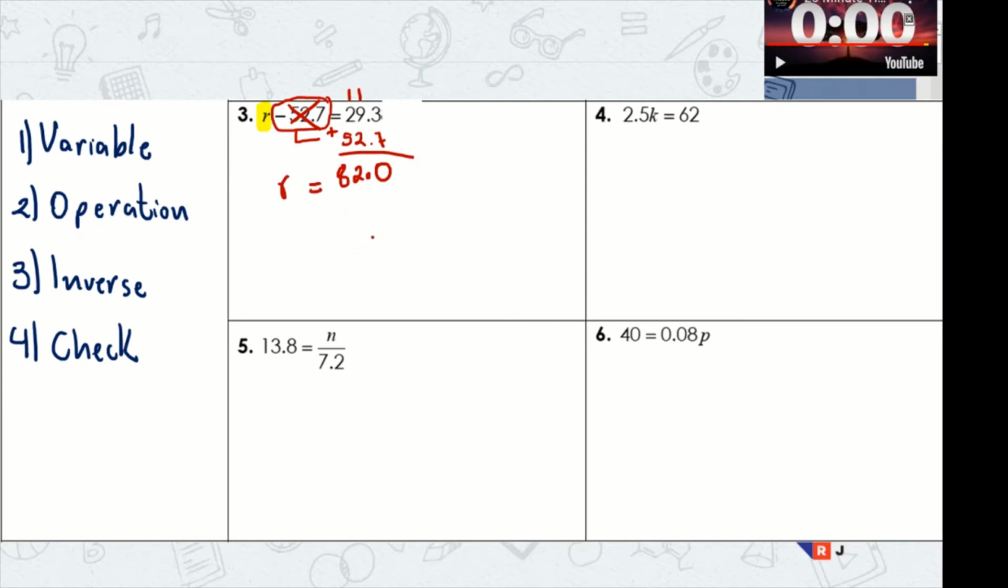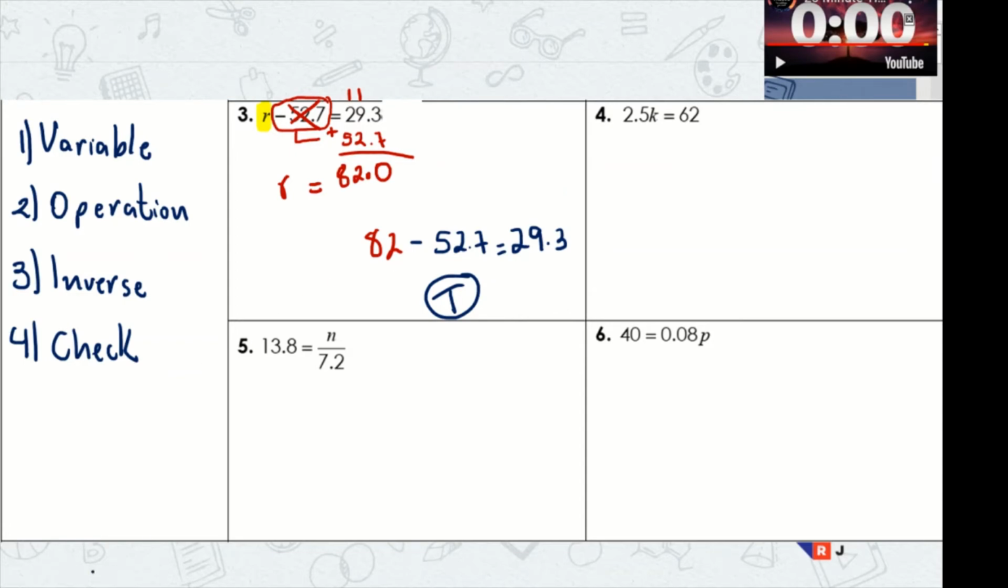Let's check right now, guys. 82.0, just 82, okay, it's the same thing. 82 minus 52.7, oops, let's change the color here. 82 minus 52.7, the result is 29.3. Is it true or false? Can you check it for me? True, great. If you check in the calculator, you will see it is true.